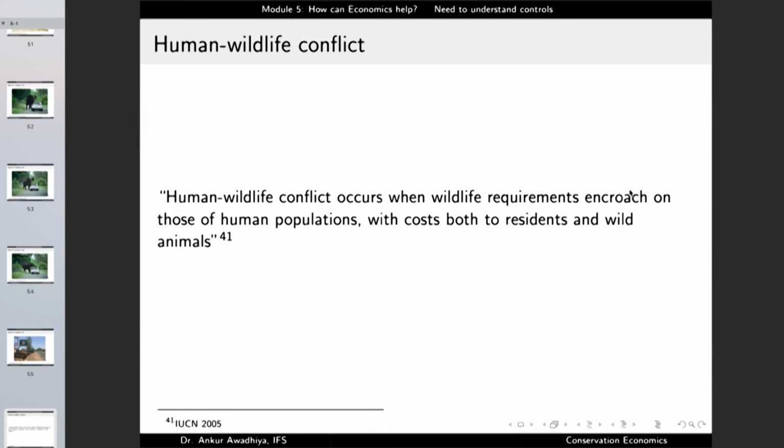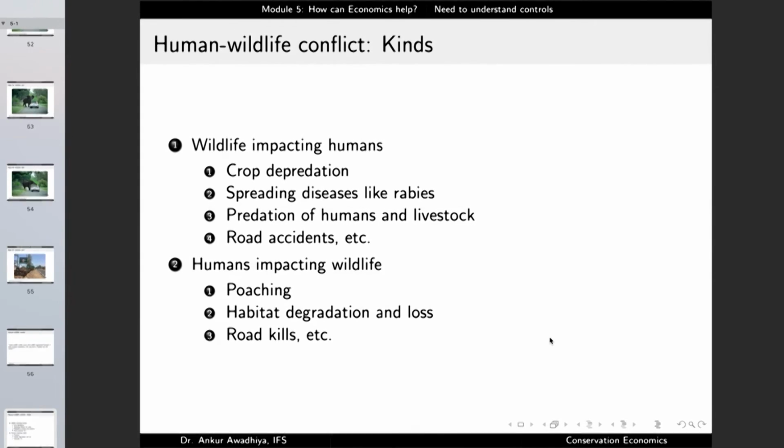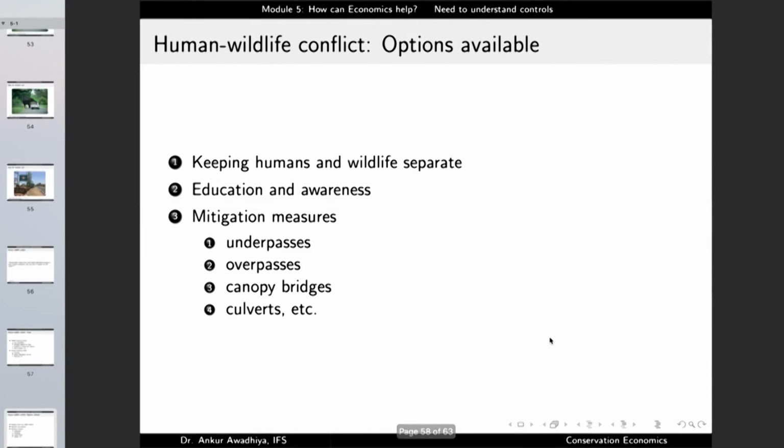A human wildlife conflict occurs when the wildlife requirements encroach on those of human populations with cost to both the residents and the wild animals. Examples include things like crop depredation, spreading of diseases, predation of humans and livestock, road accidents, poaching, habitat degradation, loss, roadkills, and so on. So, what is the option that is left with us?